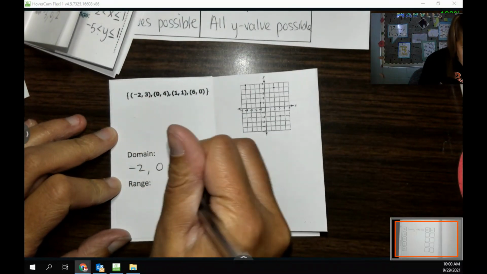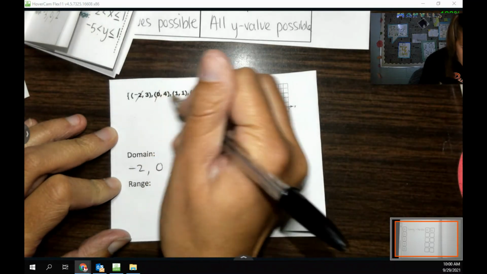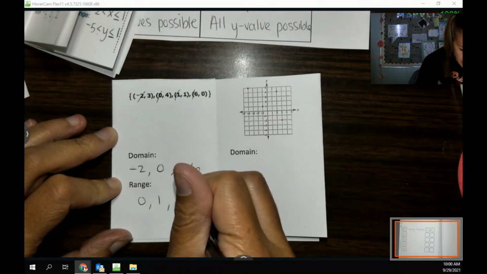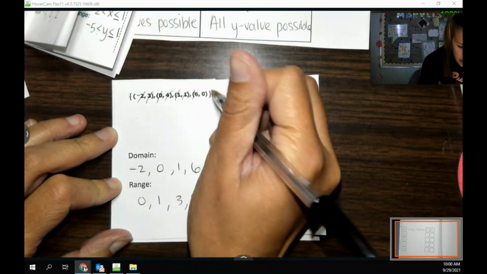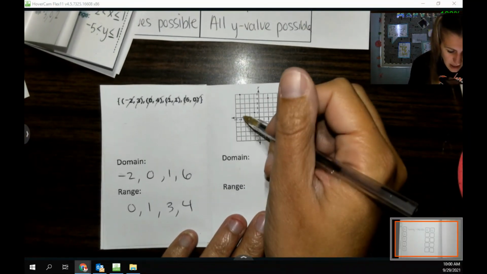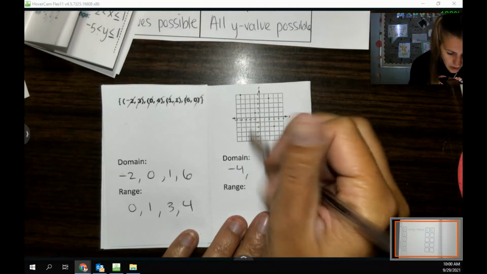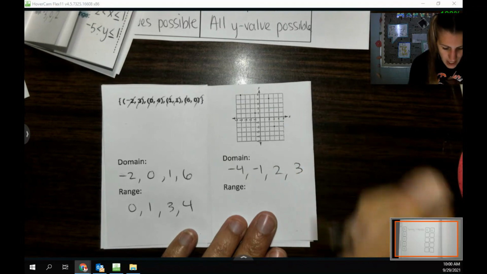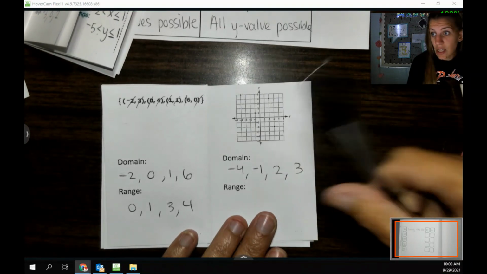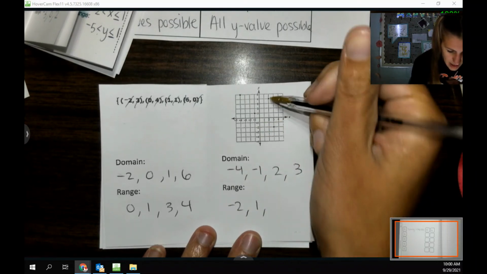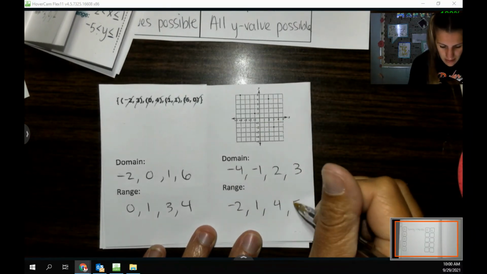There's a thing here. Don't worry about it yet. Next, if I'm looking at this set of points here, I got a domain of -2, 0, 1, 6. Range, I have 0, 1, 3, and 4, just to go in order. We got a scatter plot over here. My domain values, there is a point at -4, also -1, 2, and 3. Now range is up and down, and so the lowest is -2, then 1, then 4, then 5.